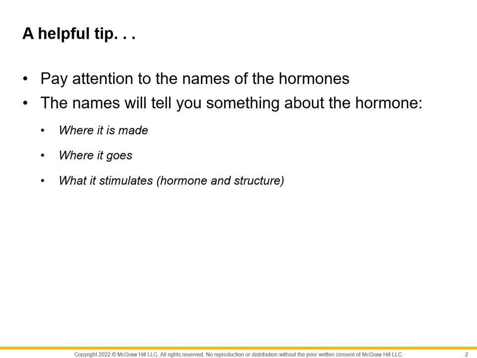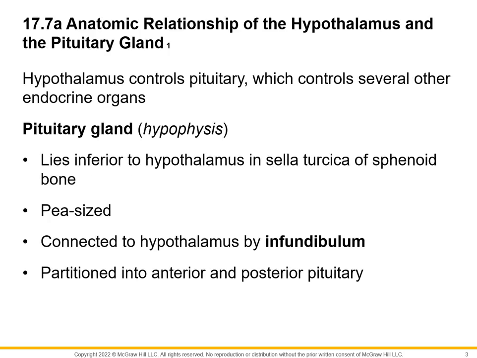So first thing is just a general tip, right? As we go through and we talk about these various endocrine organs and glands, and we talk about their hormones, consider the name of the hormone. Pay attention to the actual name because the name tells you something about the hormone, right? It's going to tell you maybe where it's made, maybe not directly, but maybe indirectly after I give you a few hints and tricks to remember. It may tell you where it goes, and then it may tell you what it stimulates, right? So consider these things about the hormone's name as we talk about this, right?